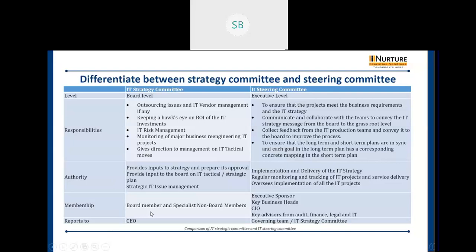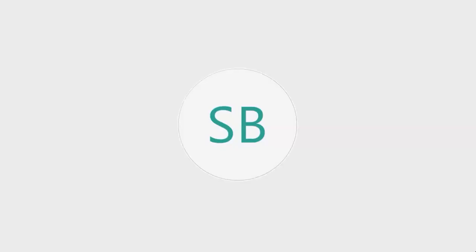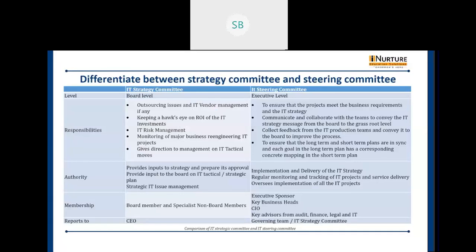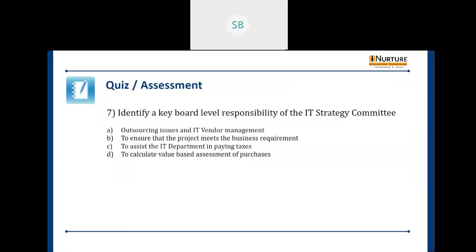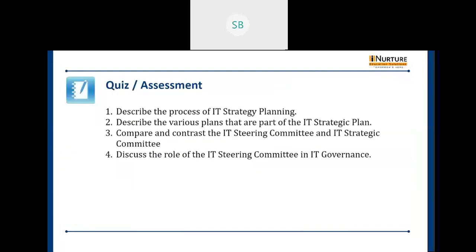Then membership, who are the people: all the senior level members, like the board members, specialist non-board members, and here we have the executive sponsor, key business heads, CIO, or the key advisors from the audit, finance, and legal team. The IT strategy committee reports to the CEO, while the steering committee reports to the governing team.